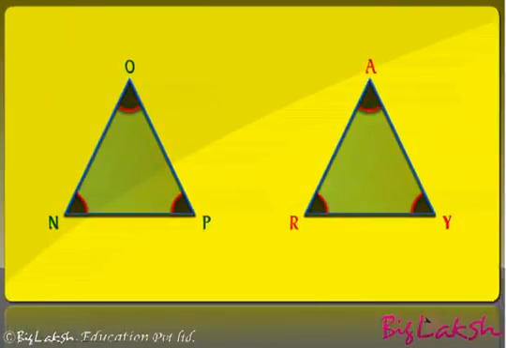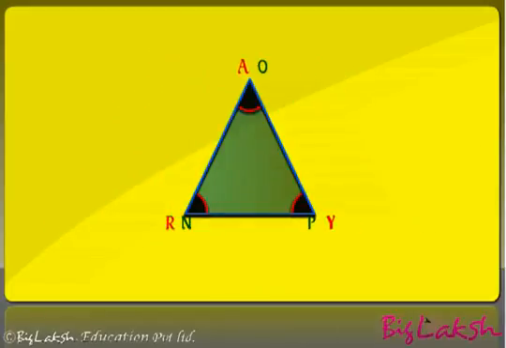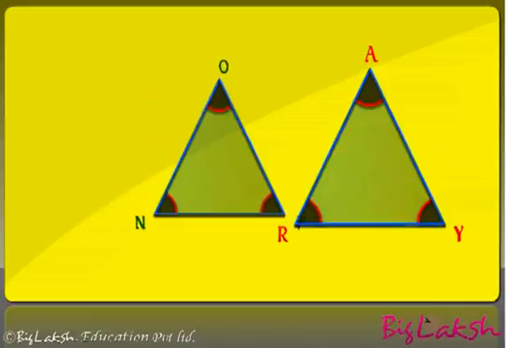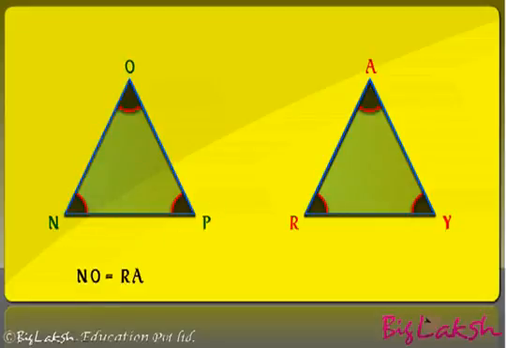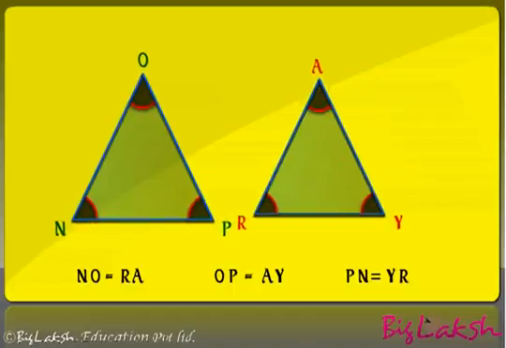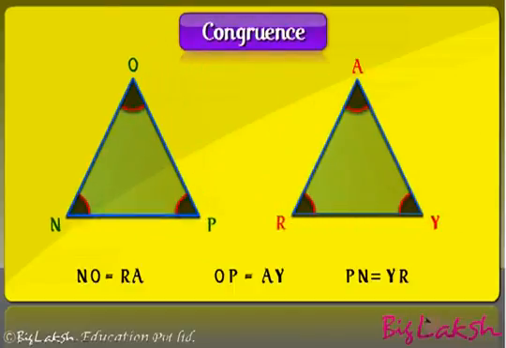Let us now discuss about congruence of triangles. Now look at the triangles NOP and RAY. Are they equal in all respects? Let us see. NO is equal to RA, OP is equal to AY, and PN is equal to YR. Now check the angles. Oh, these are also equal. Remember congruence. Yes, the triangles are congruent.